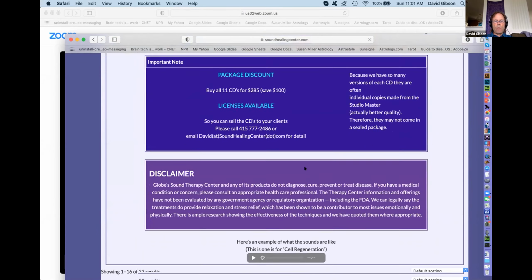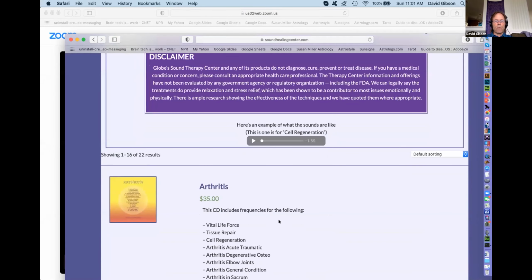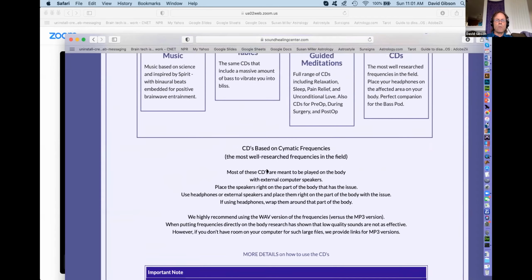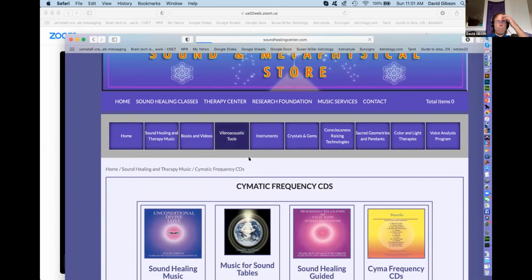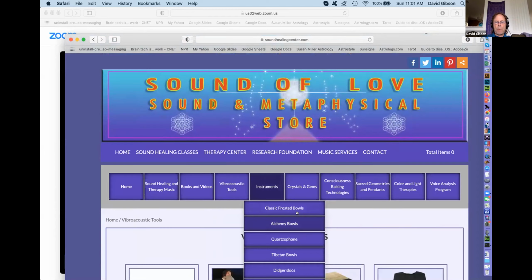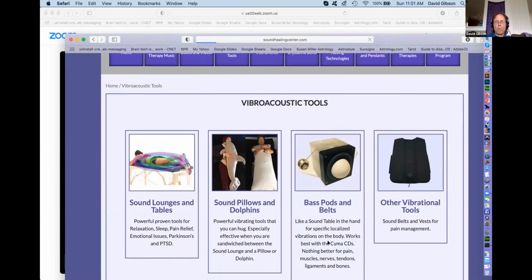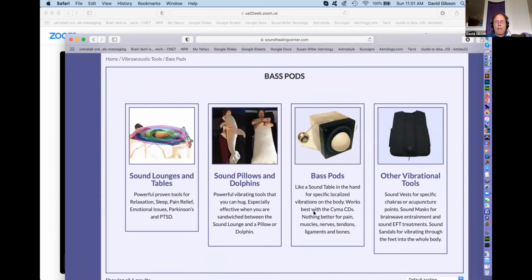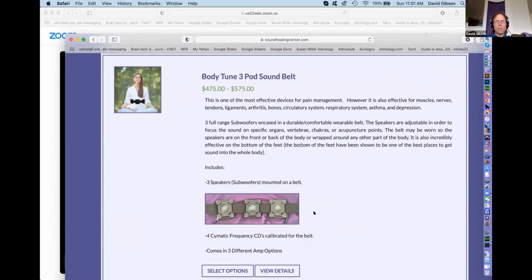And this is what they sound like. Well, there's arthritis. They sound kind of like this. And you don't listen to them. You put them physically on the body with headphones. Or we've got this device called the bass pod and the bass belt, which you can put right on the body. They're like little subwoofers, and you can strap it on the body with these frequencies.